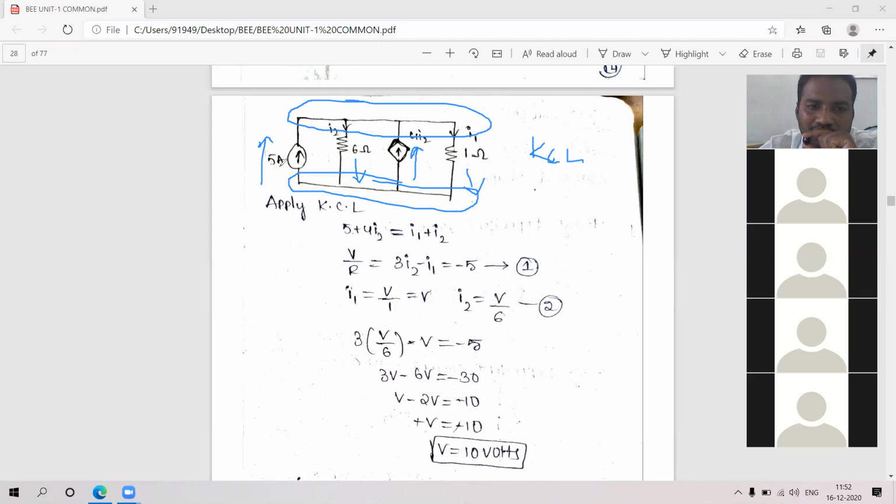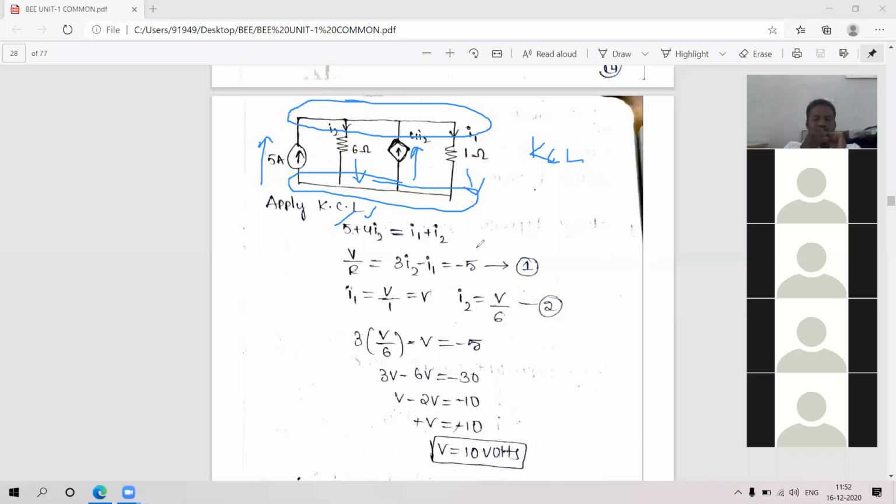So this 5 amps is entering towards the node, and this 4I2 is also entering towards the node. When you apply KCL, it is 5 plus 4I2, the currents towards the node. And I1 and I2 are leaving the node, that's why I'm writing them on the other side.